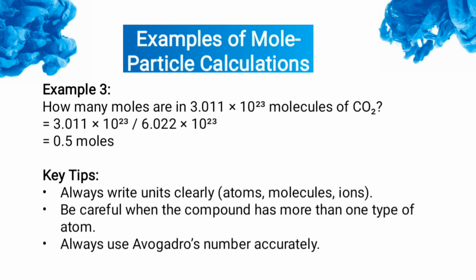And the third example: how many moles are in 3.011 multiplied by 10 raised to the power 23 molecules of CO2? It is equal to 3.011 multiplied by 10 raised to the power 23 divided by 6.022 multiplied by 10 raised to the power 23, which is equal to 0.5 moles. Also keep in mind key tips: always write units clearly, atoms, molecules, ions. Be careful when the compound has more than one type of atom. Always use Avogadro's number accurately.